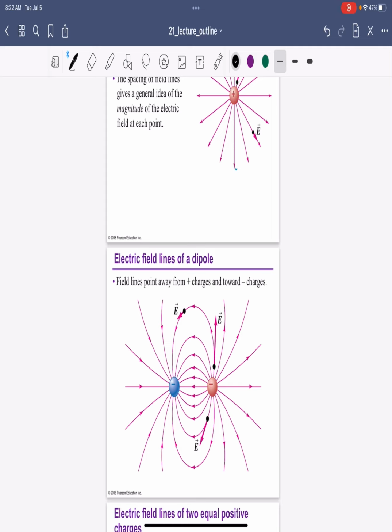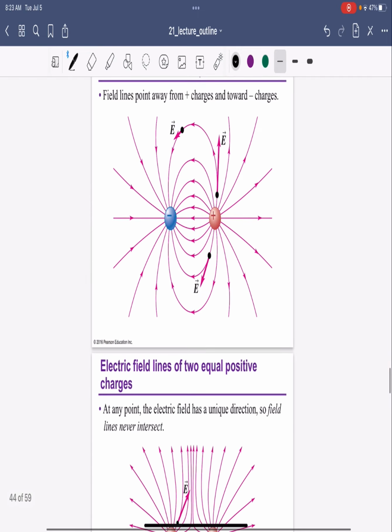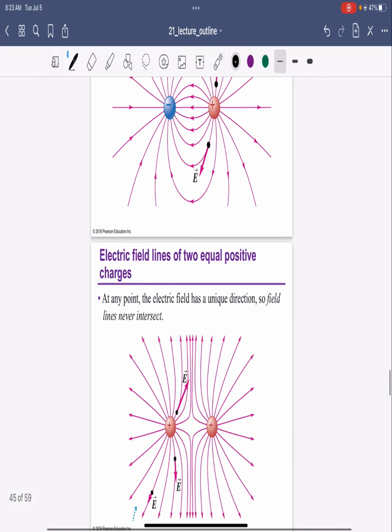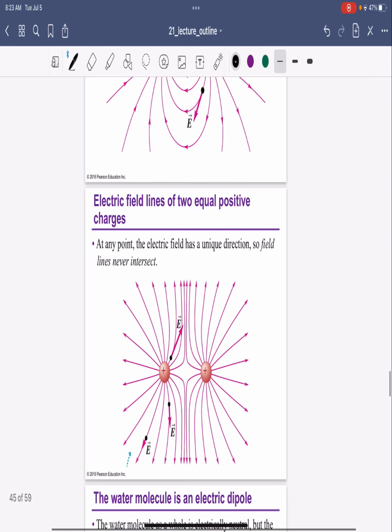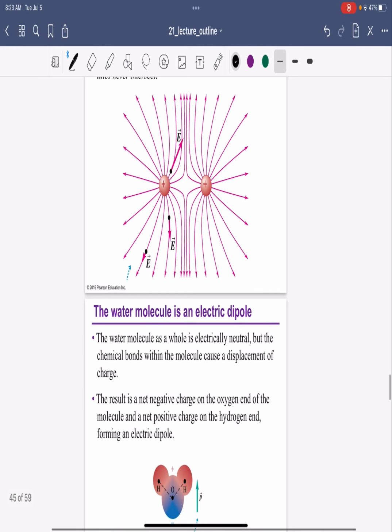Dipole means I'm going to have "di" from two. I'm going to have a positive and a negative, and this is something that we are going to learn also in the lab. If I have two positive charges, this is the electric field that is going to be there. I will say the water molecule is an electric dipole.